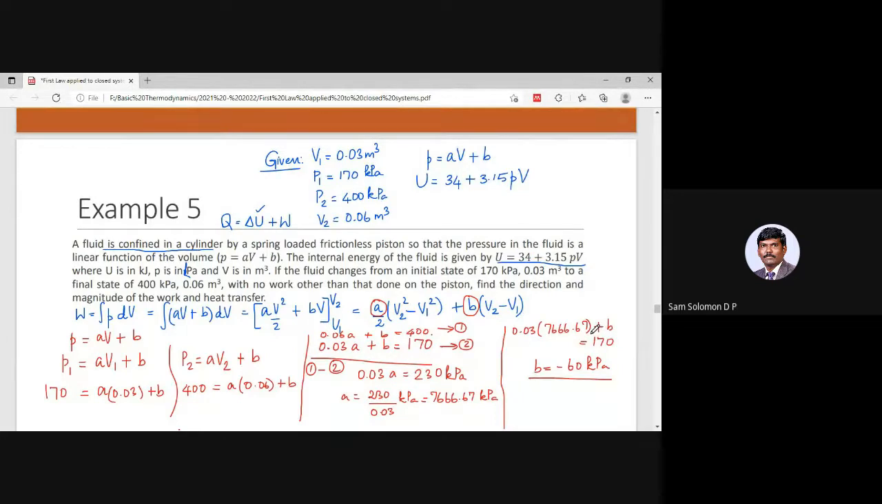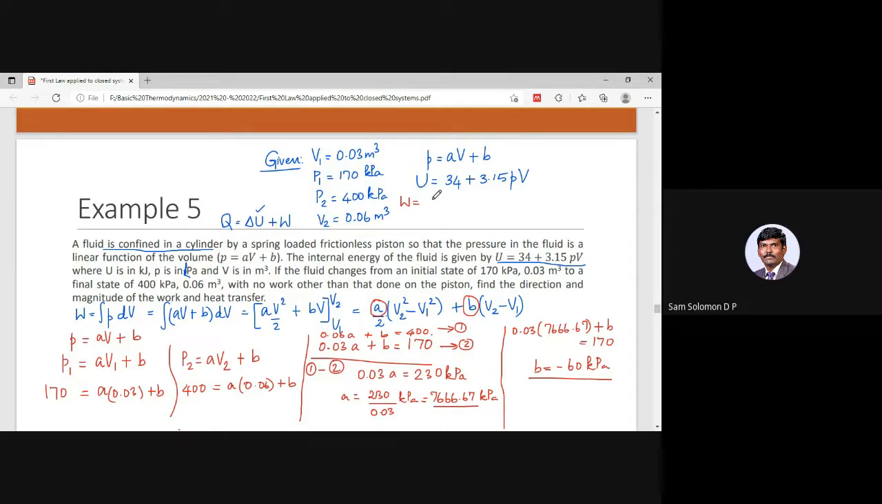Okay. So I think I'm consistent with units. Once you find out the values of A and B, you can resubstitute them in this equation along with the values of the volume and see what value of work done you get.